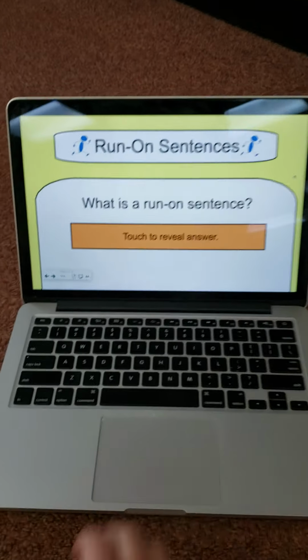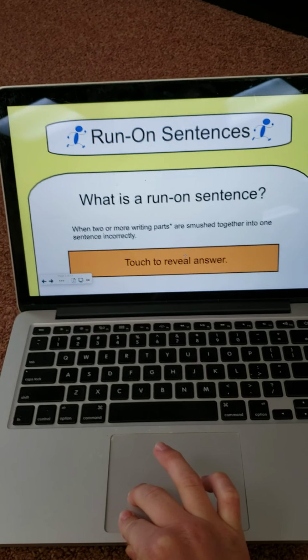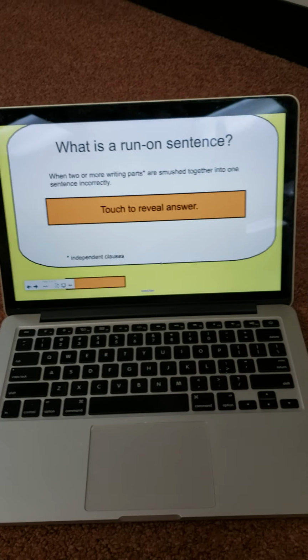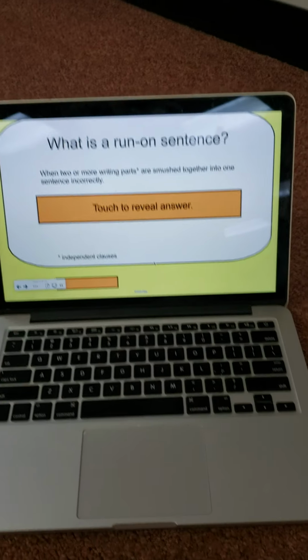Today we're going to look at what a run-on sentence is. So a run-on sentence is when two or more sentences or writing parts are smushed together to make one incorrect sentence.